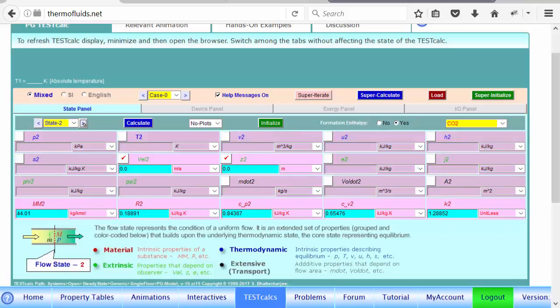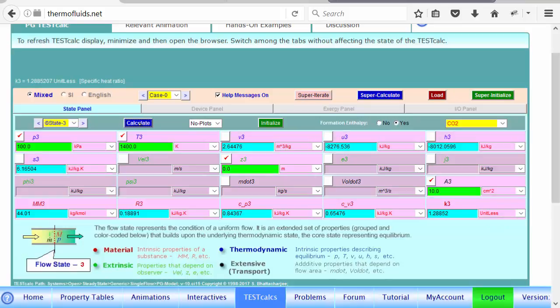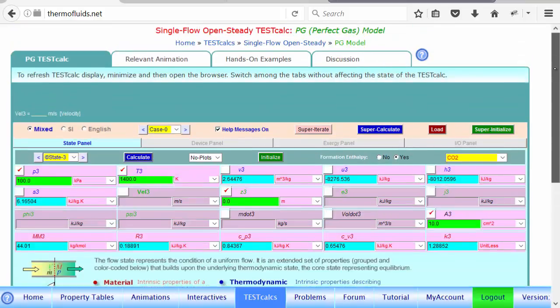So let's go state 3 directly, which is the actual exit state, 100 kPa, 1400 Kelvin. We don't know the velocity, we better make it unknown. And the area is given to us as 10 centimeters square. Also, that is not sufficient to find the state. We need one more piece of information, and that comes from, of course, the energy equation for this nozzle.